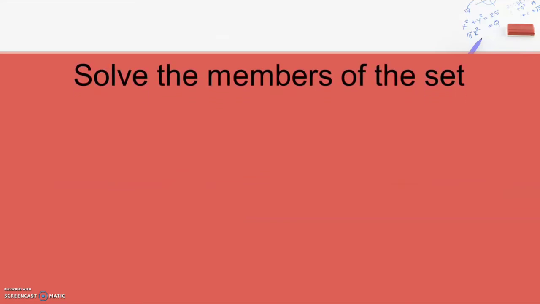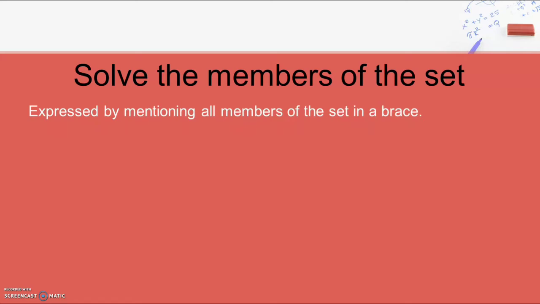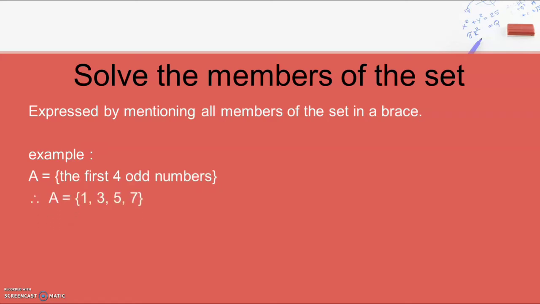Solve the members of the set. Expressed by mentioning all members of the set in a brace. Example, set A, the set of the first odd numbers. It shows that elements of set A are 1, 3, 5, and 7. Set B, the set of the first 5 prime numbers. It shows that elements of set B are 2, 3, 5, 7, and 11.